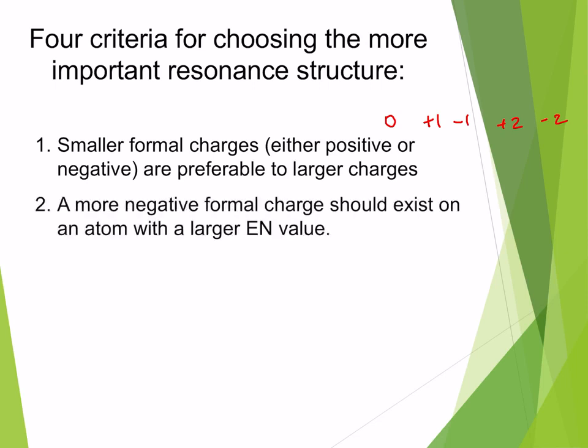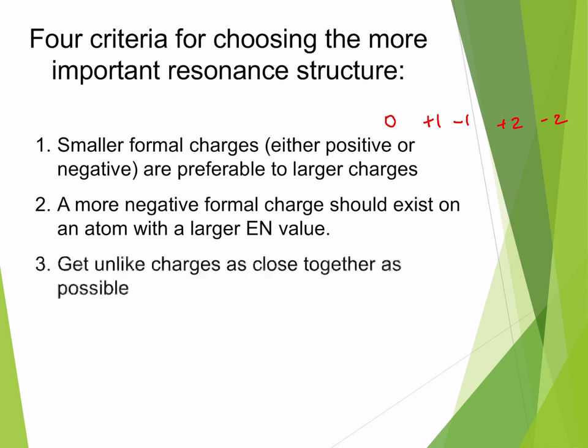And then after that, we want the more negative formal charge to exist on the atom with a larger electronegativity value. And rather than continually pulling up your table of electronegativities, just remember that fluorine is the most electronegative atom. So usually a good rule of thumb is whichever atom is the closest to fluorine, that one should bear the negative formal charge. So we want to put the negative formal charge on the most electronegative atom.